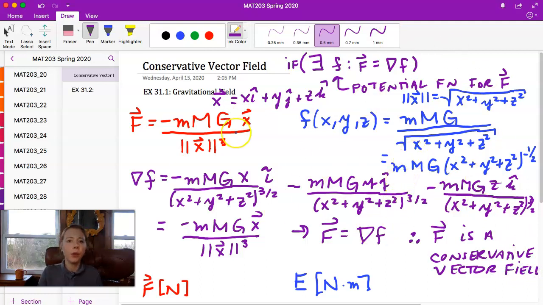So we'll keep practicing with this a little more in upcoming classes, but if there exists some potential function where, if you take the gradient of that function, you get the vector field equal to that gradient, then it's conservative.